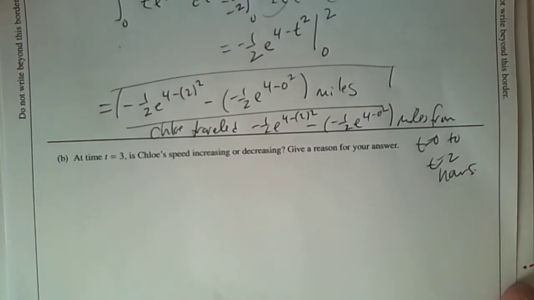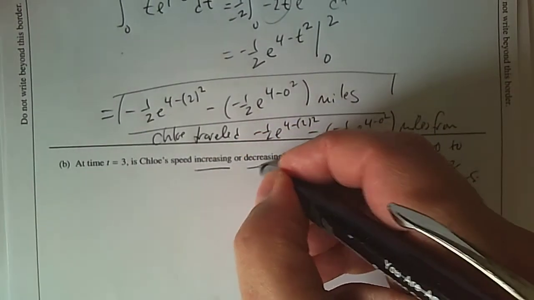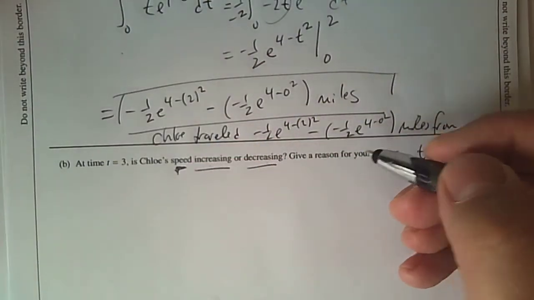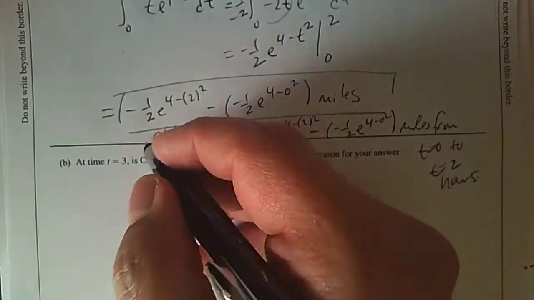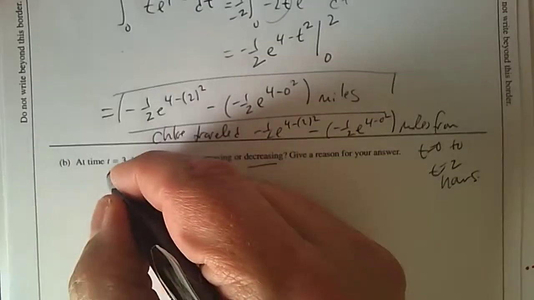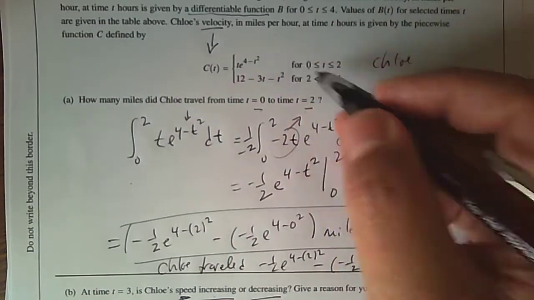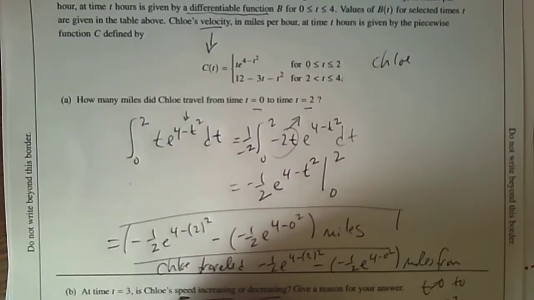All right. Part B. At time t equals 3, Chloe's speed, is it increasing or decreasing? Give a reason for your answer. First of all, I'm looking at Chloe, and it's at t equals 3. Which piece is that, the top piece or the bottom piece, when t equals 3? I'm going to write that down.